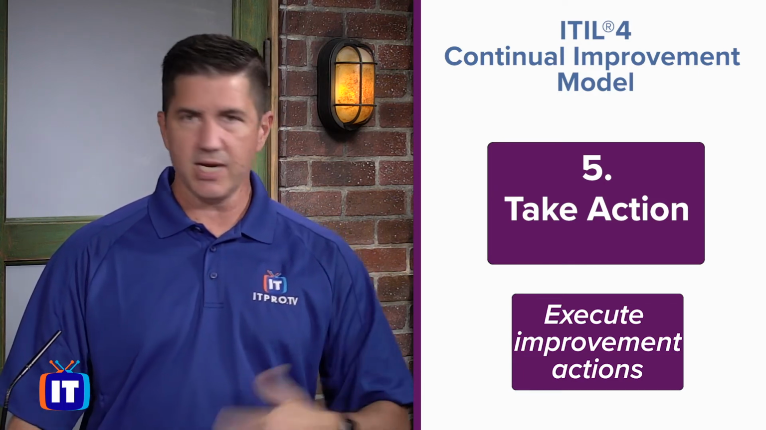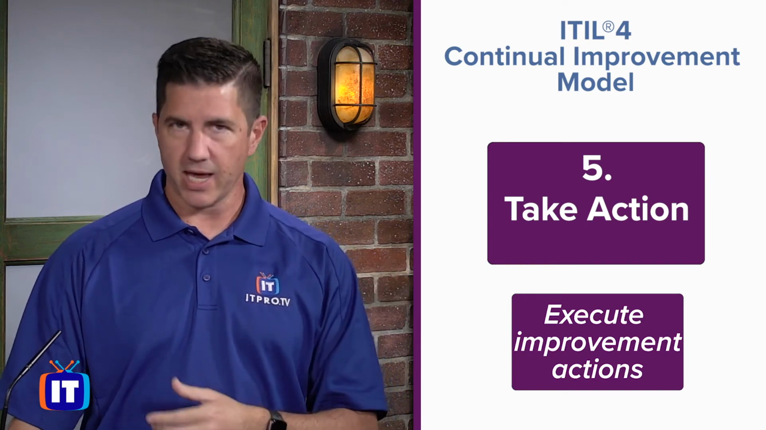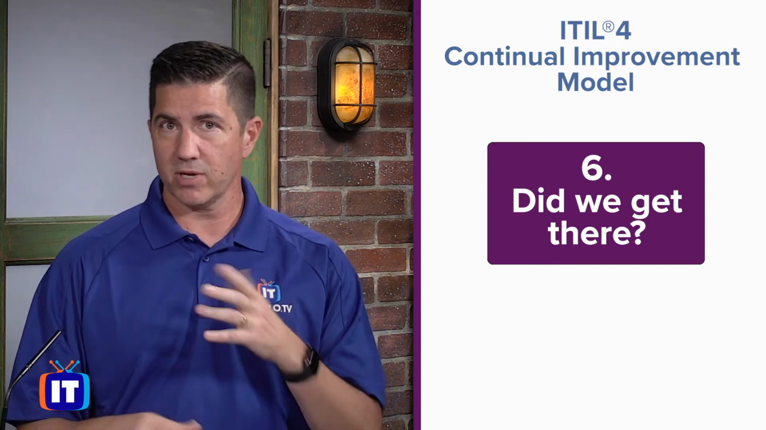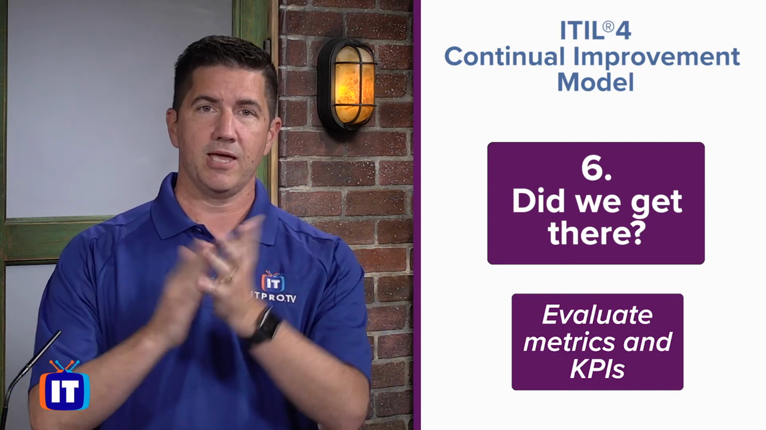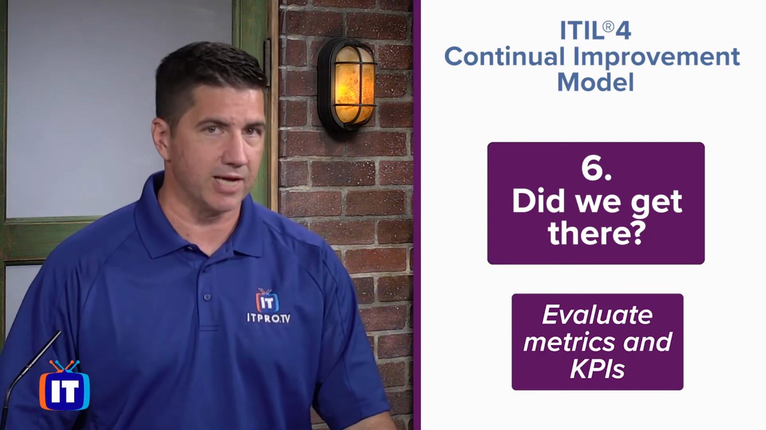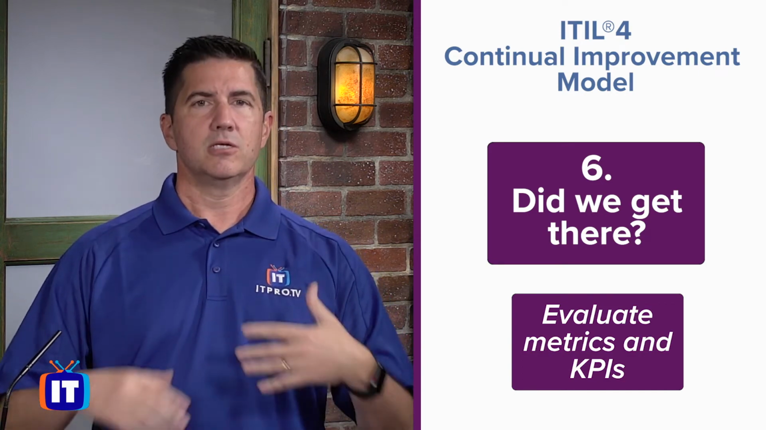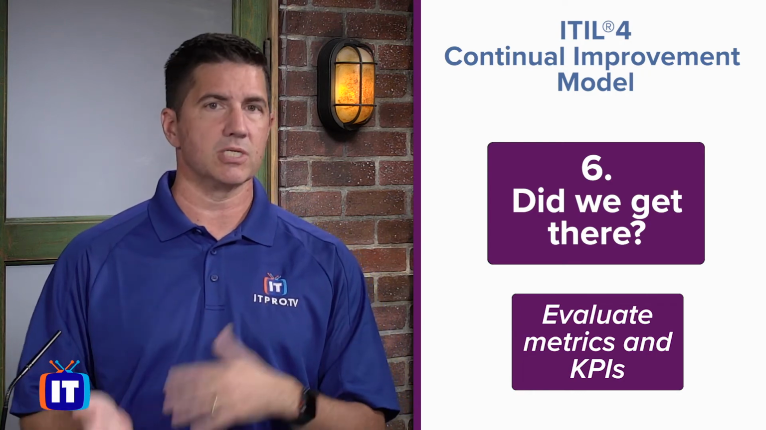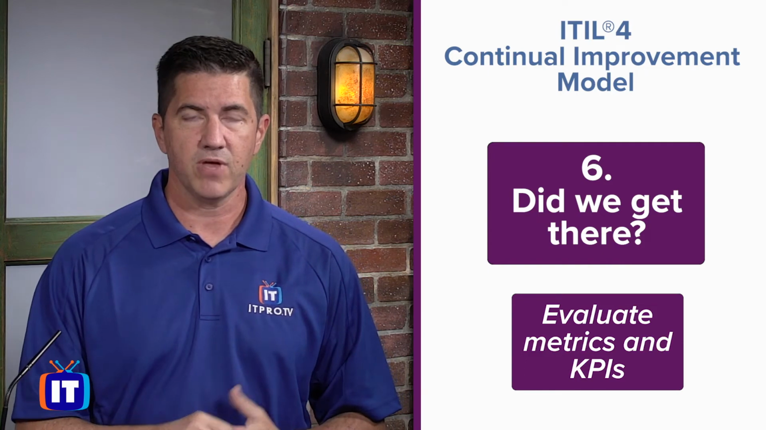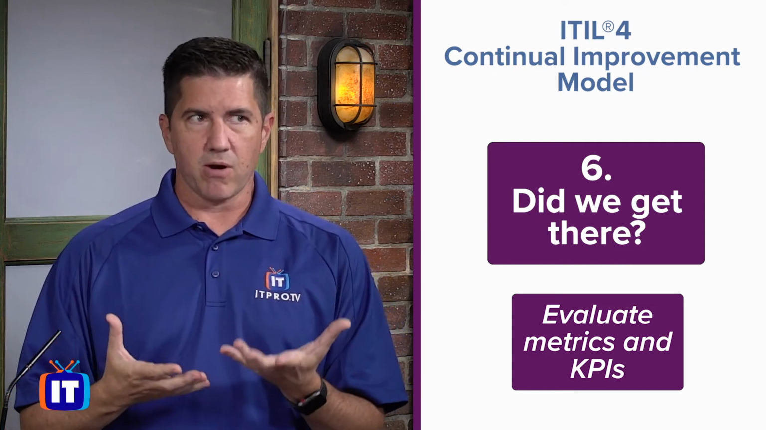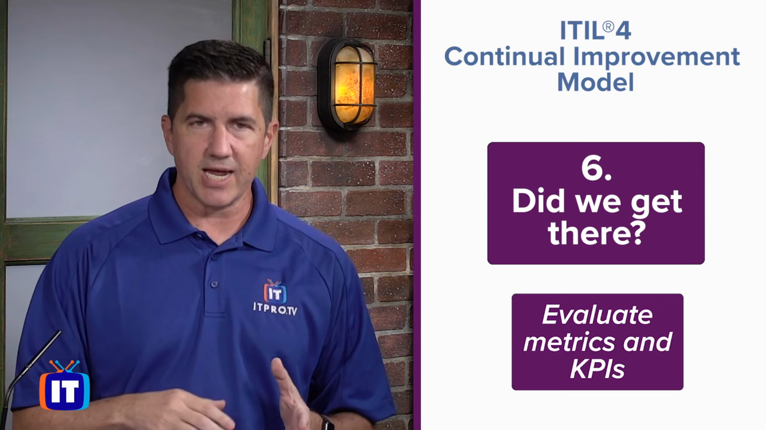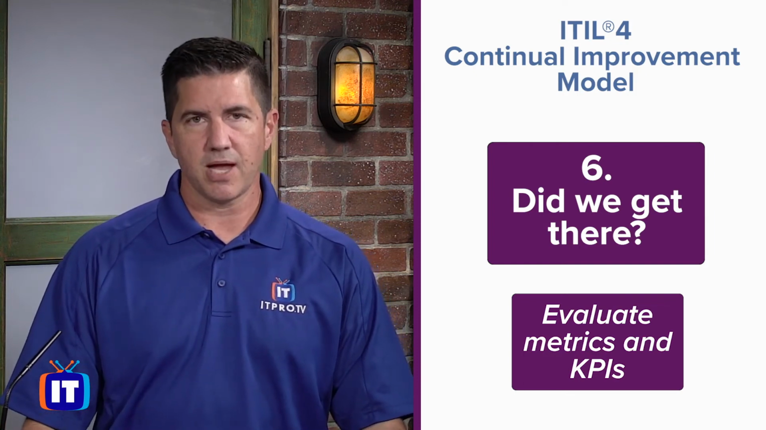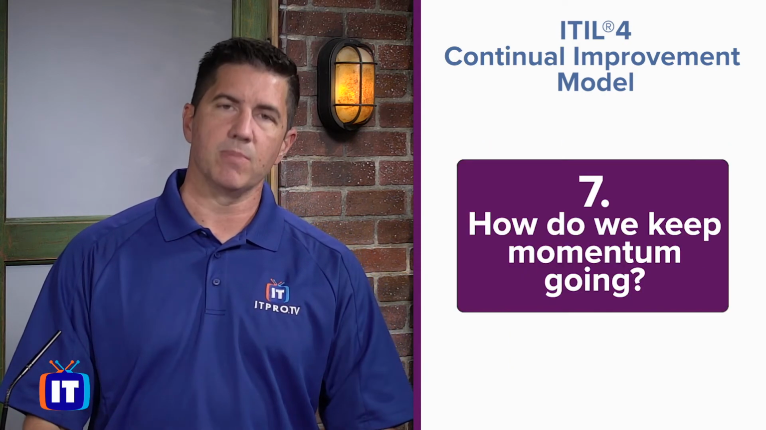At the end, though, 90 days goes by. And guess what? You got to ask the question, did we get there? And at this point is where Courtney says, all right, we look at the numbers and yay, 72.3%. Congratulations, Courtney. She did it. She hit her target. And so she takes a look and evaluates the metrics and the KPIs of that improvement initiative. We'll typically say, all right, well, what do those numbers look like? Is there any other data that I can gather? And then kicks it into the final step, the seventh step, which is how do we keep the momentum going?